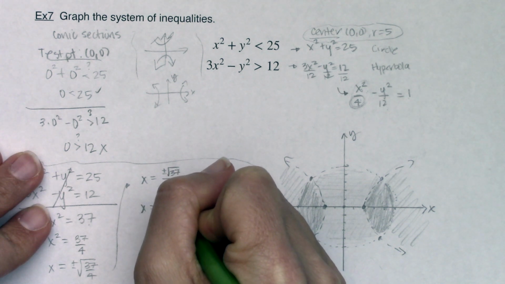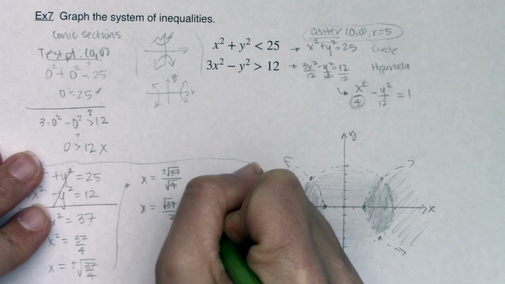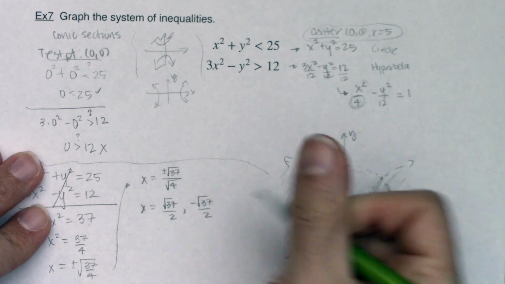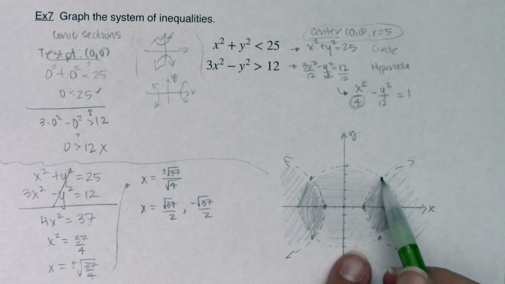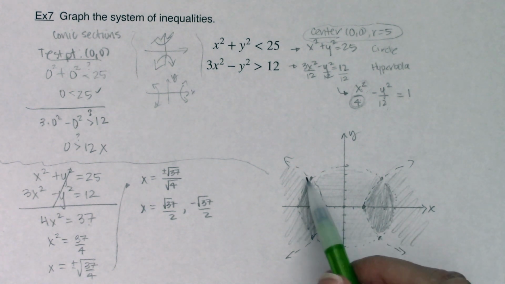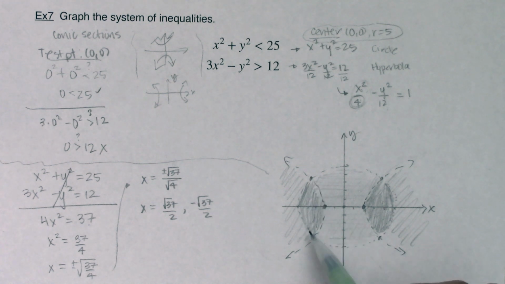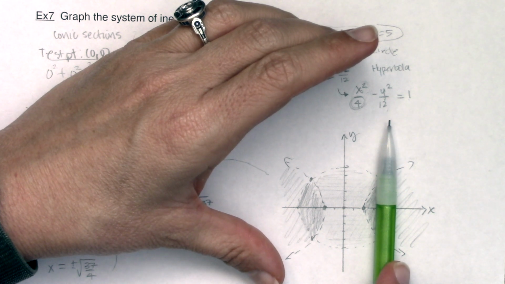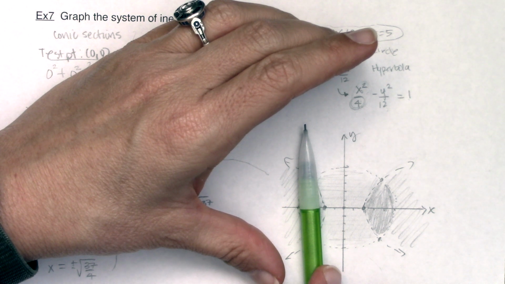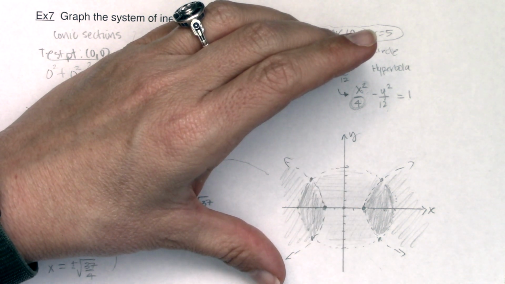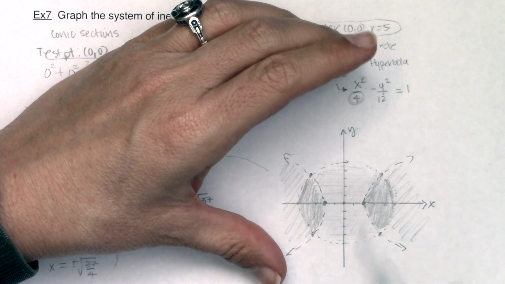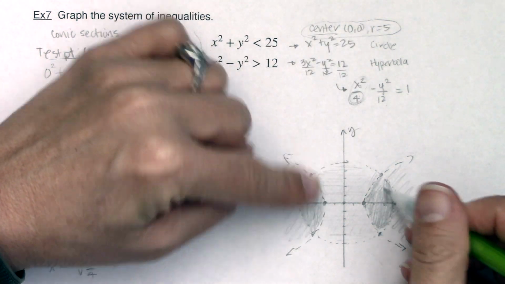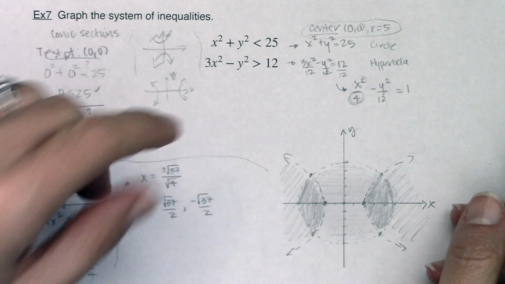I've got square root of 37 over 2, and I've got negative square root of 37 over 2. This is going to be the x coordinate: square root of 37 over 2, negative square root of 37 over 2. The x coordinates: I'm going to move square root of 37 over 2 units to the right, and square root of 37 over 2 units to the left. Those are going to be my x coordinates. And I'm going to pull 2 y coordinates, right? And that's going to get me my total of 4 intersection points.